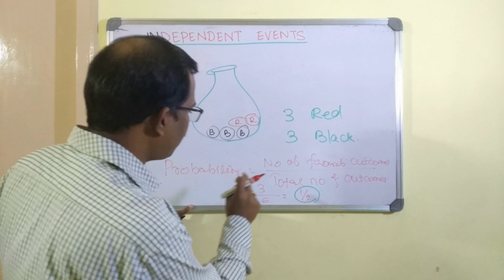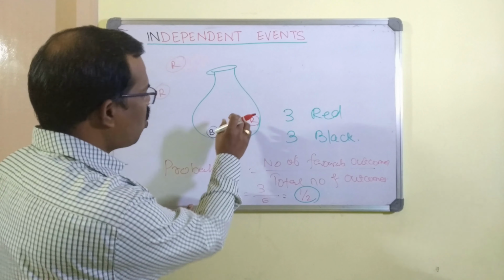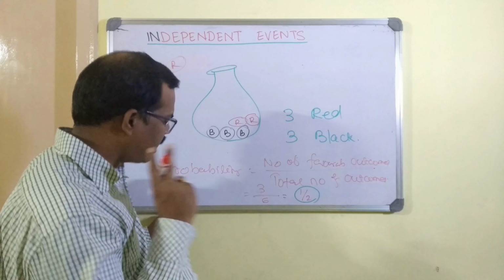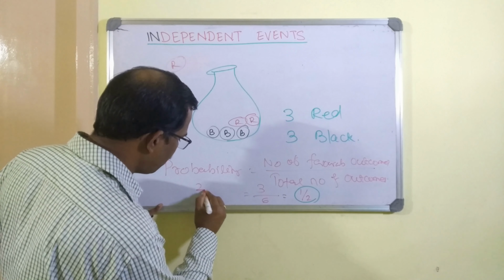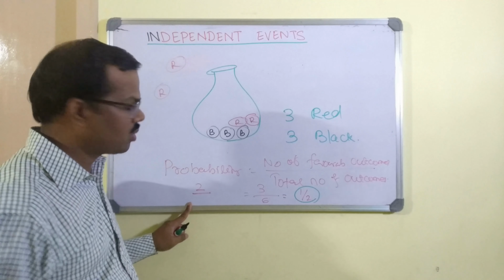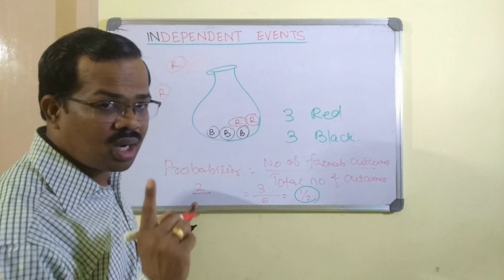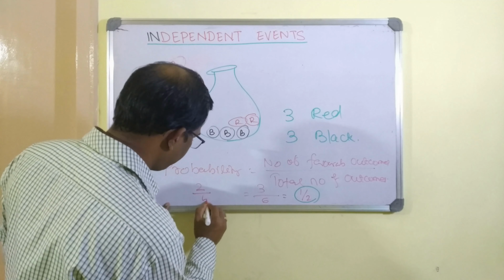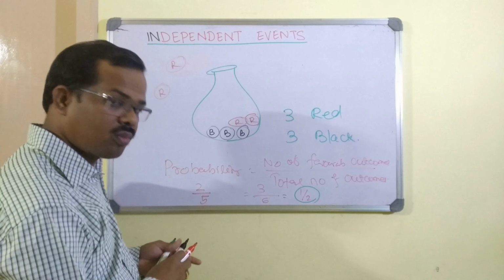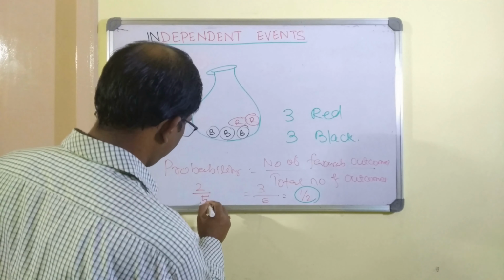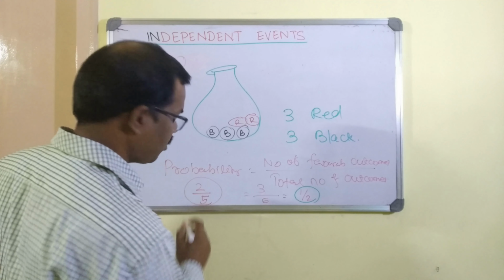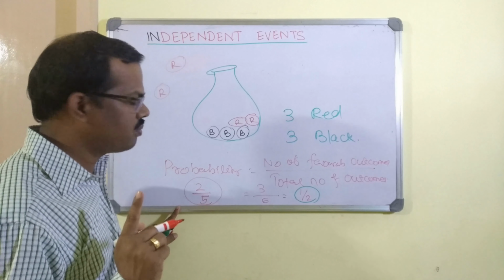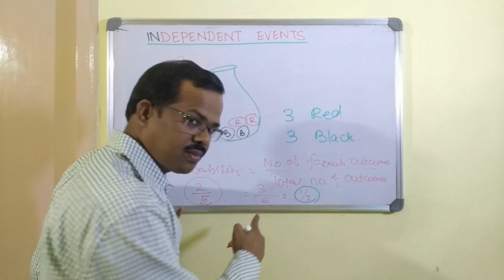Now, what is the number of favorable outcomes? Now only there are 2 red balls. So therefore, in the numerator it will become 2. And what is the total number of outcomes? This time it is 5. So this is 2 by 5. It is no more 3 by 6.